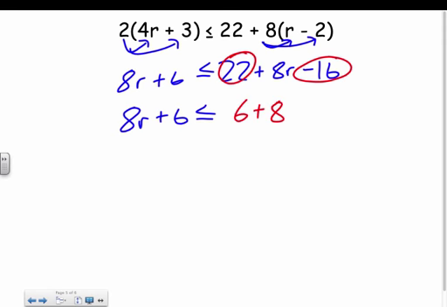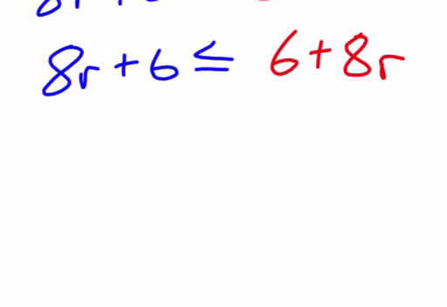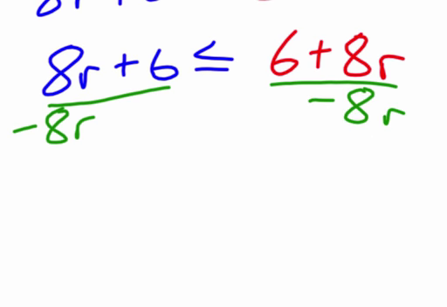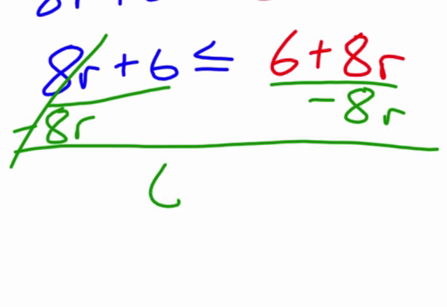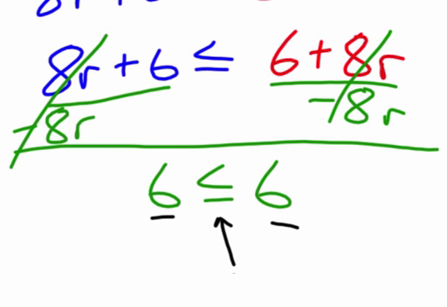So 6 plus 8r. Well, if I look, both sides are exactly the same, aren't they right now? Well, let's keep simplifying. I'm going to get my r's to one side. So I'll subtract an 8r, subtract an 8r. Gone. 6 is less than or equal to 6. So just because they're the same, my inequality still has to make sense. So does this make sense? Is 6 less than or equal to 6?